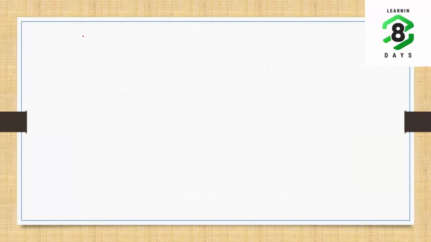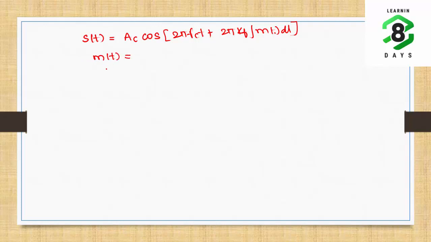So, in the previous lecture, we have derived the expression for the frequency modulated wave as s(t) = A_c cos(2π f_c t + 2π k_f ∫ m(t) dt), where A_c is the amplitude of the carrier, f_c is the frequency of the unmodulated carrier, k_f is the frequency sensitivity, and m(t) is my message signal. In case of single tone modulation, the message signal contains a single frequency.